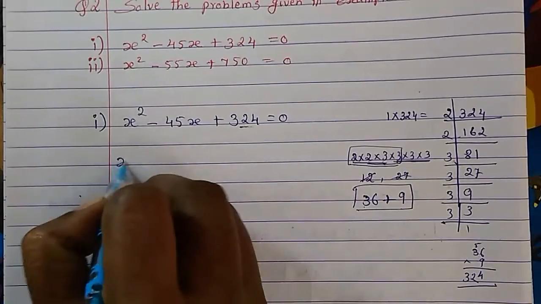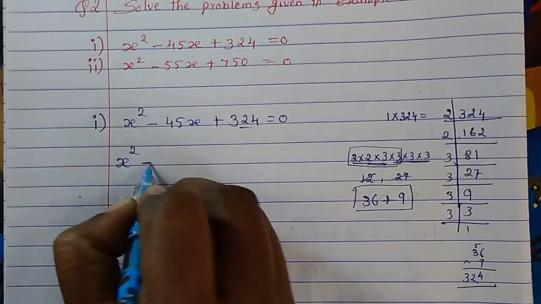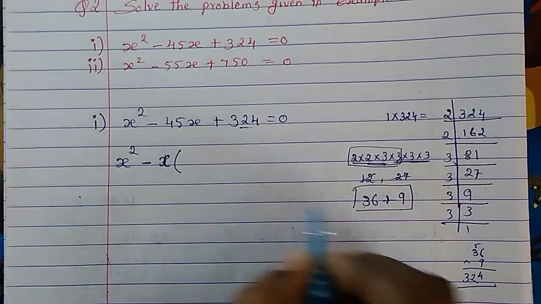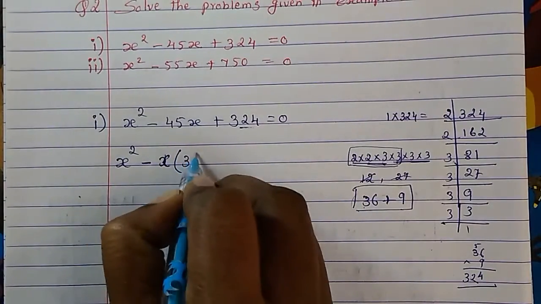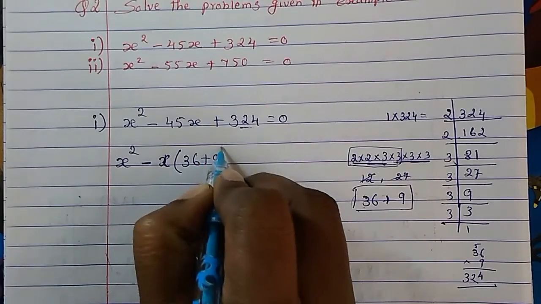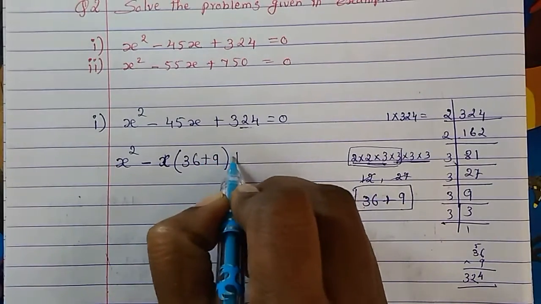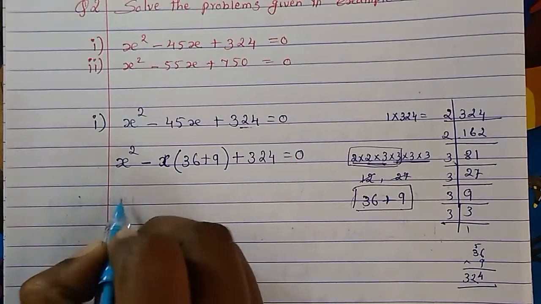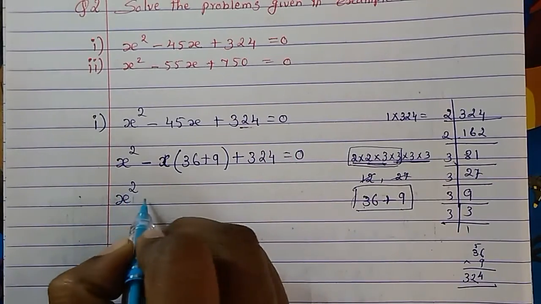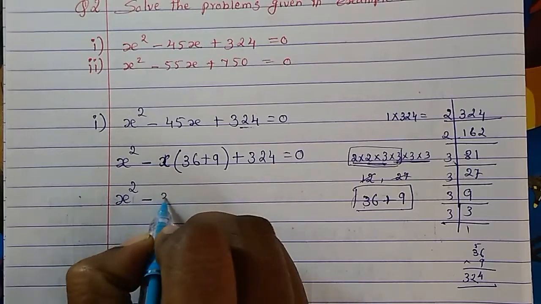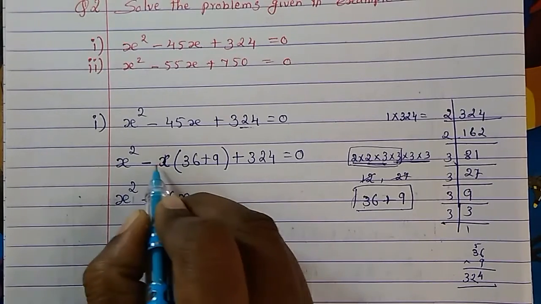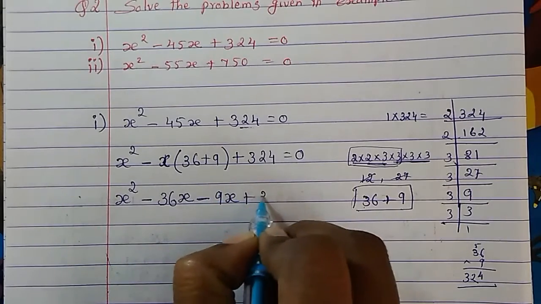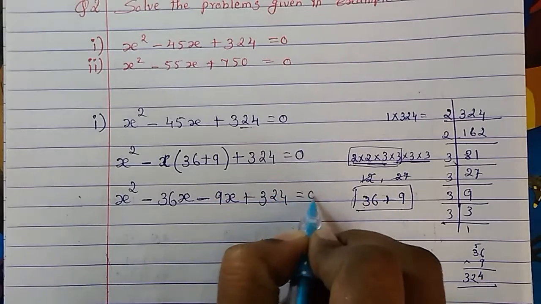Now you can write x square minus, instead of 45x, the pair we found: 36x plus 9x, plus 324. So now let's solve this. X square minus x into 36 will be 36x, minus into plus will be minus 9x, plus 324.